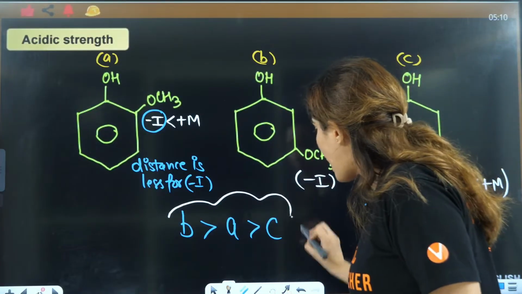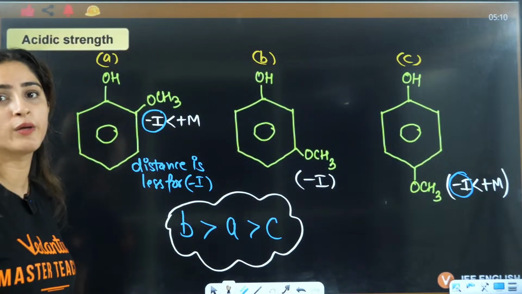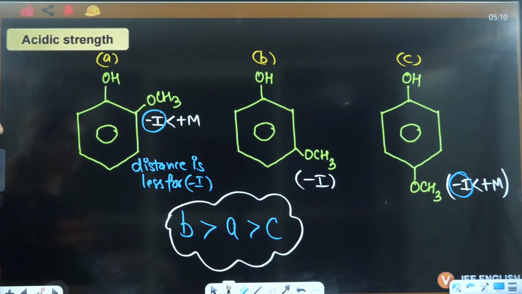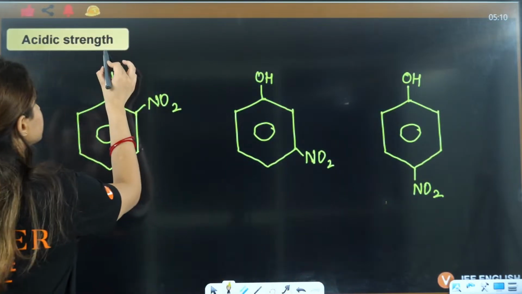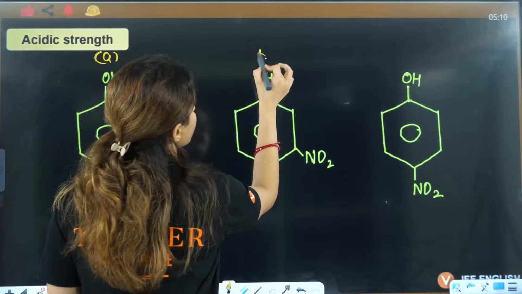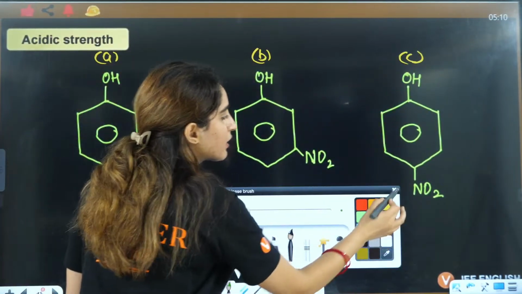Okay. So you have to see all the factors. Till now we have not started doing the ortho effect. That will make it even more confusing for you. Right? Okay. So this is A, this is B, this is C. These are only the questions that are repeated again and again.